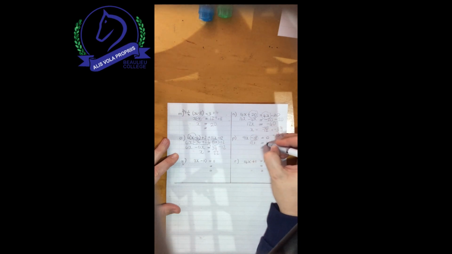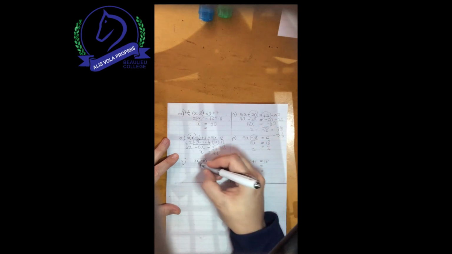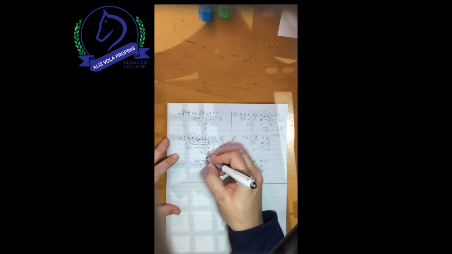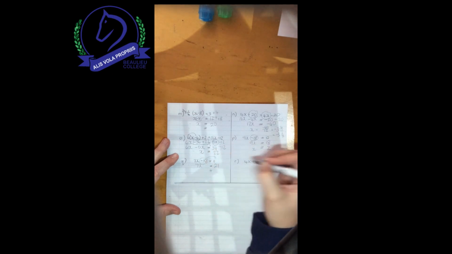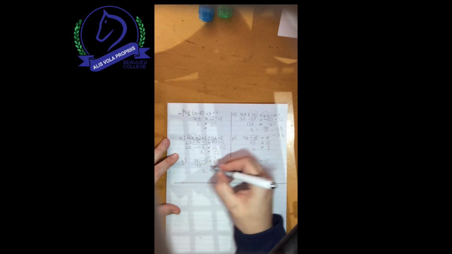9x stays, 18 moves over, divide both sides by 9, x is 2. 7x stays, 10 moves over, become plus 10, so 11 plus 10 is 21, divide by 7 is 3. 14x stays, plus 1 moves over, becomes minus 1, 15 minus 1 is 14. Divide both sides by 14, that means x is 1.